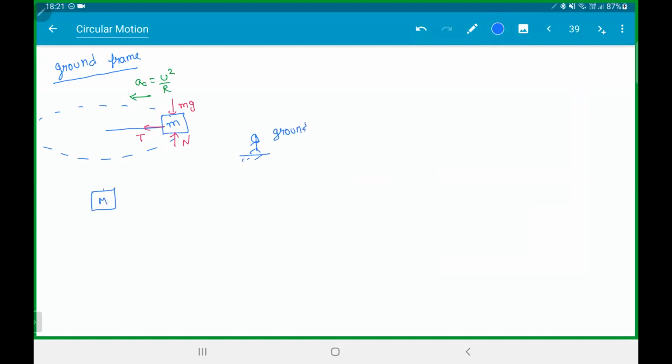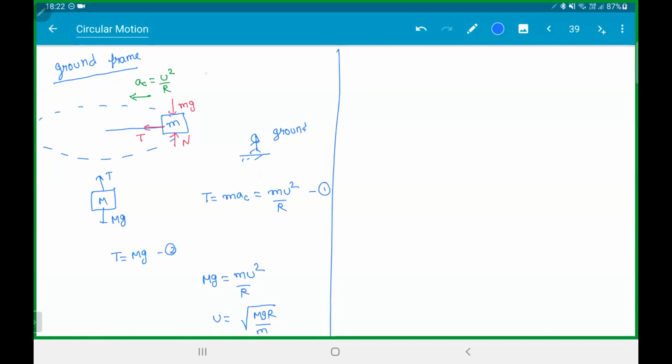This block capital M, this is tension, and this is capital Mg. So from these equations, we can write T is equal to small m into centripetal acceleration, which is mu square by r. And here this tension is equal to capital Mg. If you equate them, you end up with Mg is equal to mu square by r. U is equal to root over Mg capital R by small m.